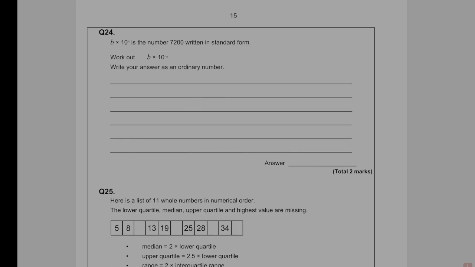Okay, question 24. B times 10 to the n is the number 2,700 written in standard form. Work out B times 10 to the minus n, give your answer as an ordinary number. Okay, so if we write this in standard form to start with, that's going to be 2.7 times 10 to the 3. So we want the value of 2.7 times 10 to the minus 3, which would be 0.0027.